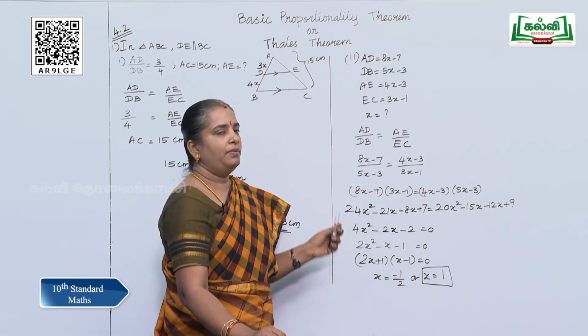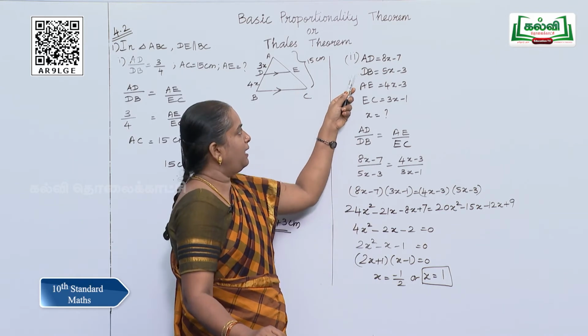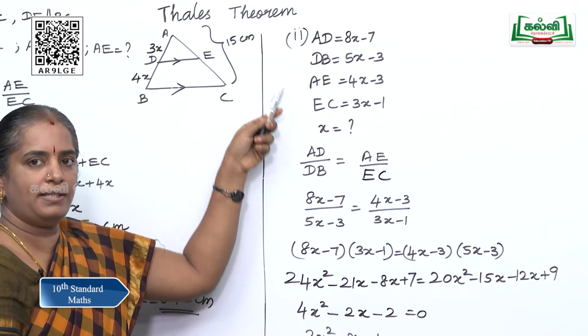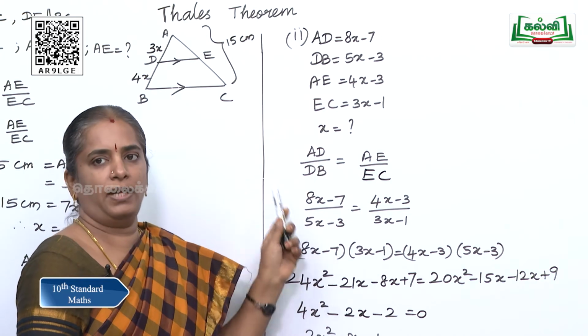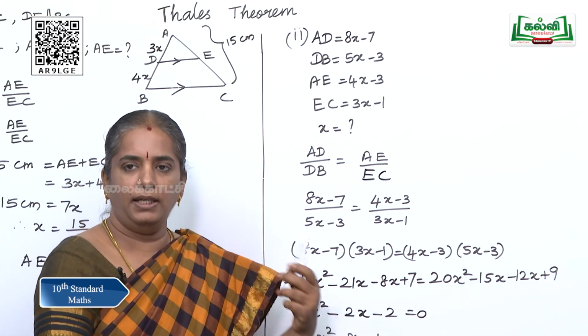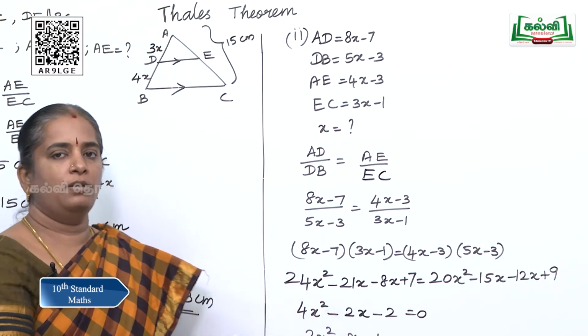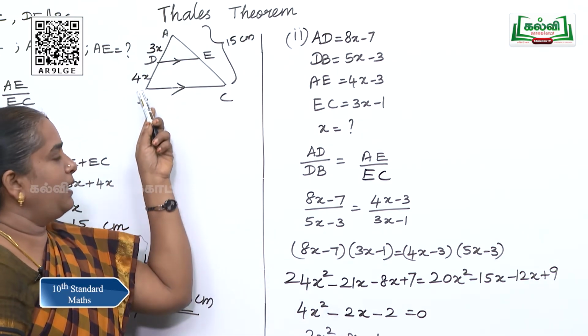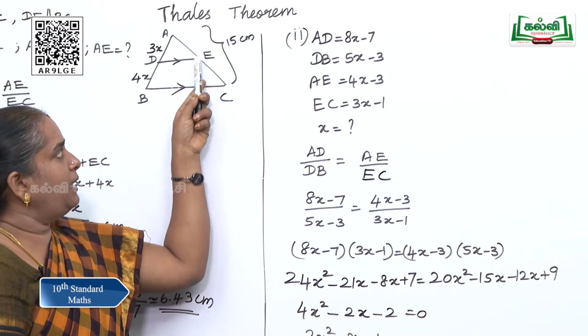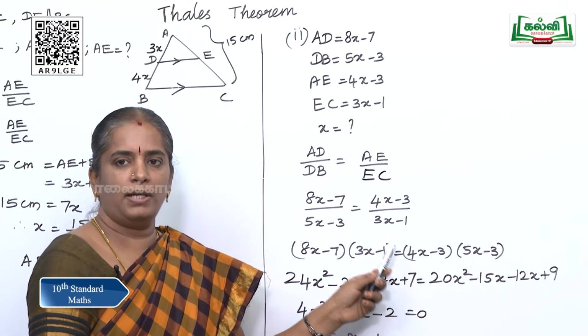In the second sum, they have given all the sides in terms of x, that is AD, DB, AE and EC are given in terms of x. We have to find the value of x. Here also DE is parallel to BC is given, so we can apply Thales theorem. According to Thales theorem, AD by DB is equal to AE by EC. So, we have to write that ratio. Both the ratios are equal.